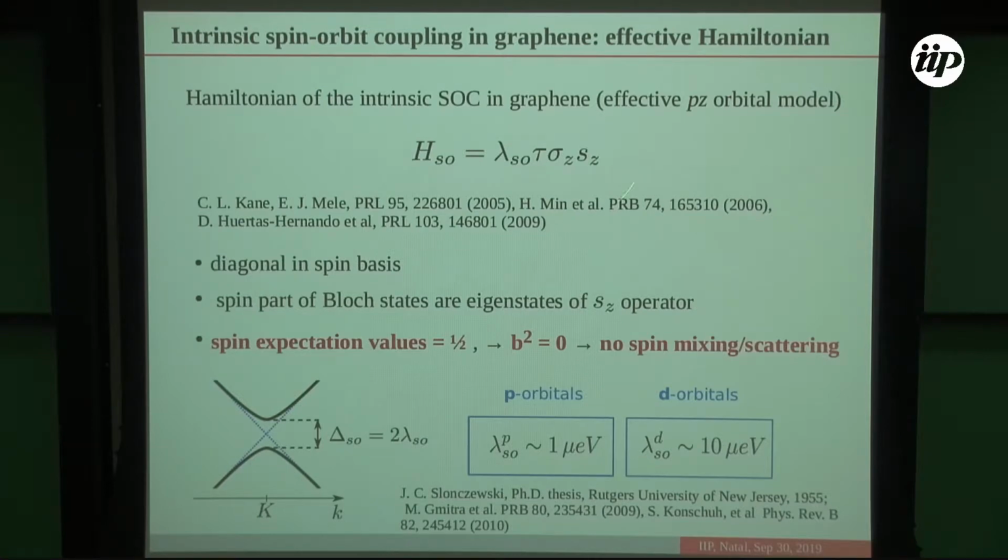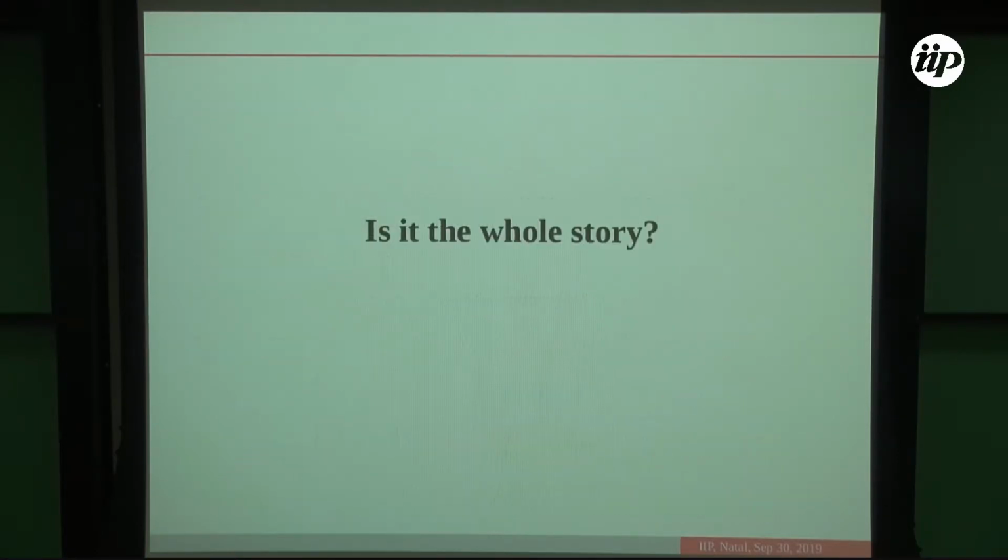And what is important about this Hamiltonian is that if we include only p orbitals, the spin orbital gap is of the order of 1 micro eV, but if we include d orbitals, then the intrinsic gap at the K point increases 10 times. So then the spin orbital gap is of the order of tens of micro eV. Okay, so the question is, is it the whole story about the intrinsic spin orbit of graphene? And the answer is yes, in terms of gap, but no, in terms of spin physics.